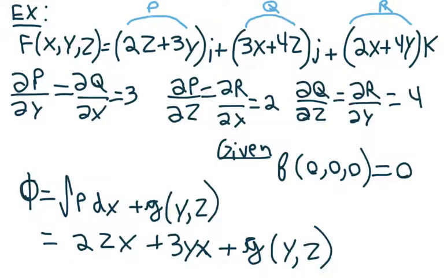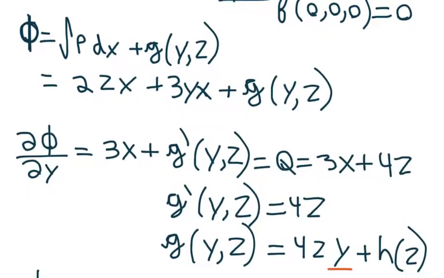We have this little symbol over here. It's called phi. This phi is going to be equal to the integral of P dx plus g(y,z). That's the first step you want to take in these independence of path problems. You want to do the integral with respect to x of P, and P goes with dx, so it only makes sense. So you're going to do the integral of P dx, which is going to give you 2zx plus 3yx, and then you're going to add g(y,z). That kind of acts as our constant whenever we do an integral. But we're going to write it like that.